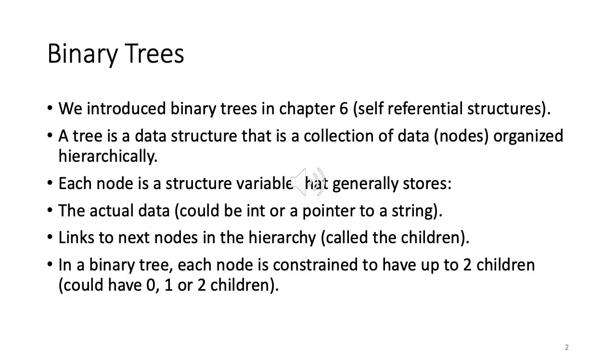Each node is a structure variable, you already know that generally stores the actual data, right? Data for that node could be an integer or a pointer to a string, and also links to next nodes in the hierarchy, right? So the next nodes will be called the children. So because we are talking about binary trees, each node is constrained to have a maximum of 2 children. Okay, so in a binary tree, each node is constrained to have up to 2 children. Could be 0 or 1 or 2, but never more than 2. Okay, so we'll soon see.